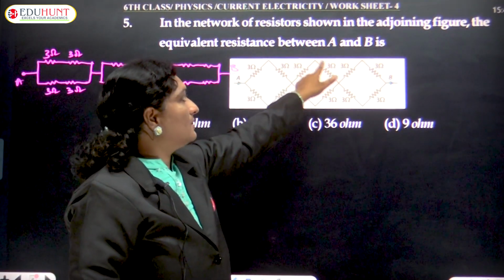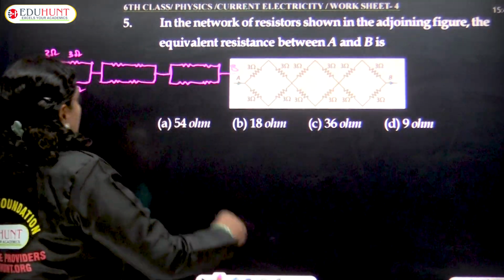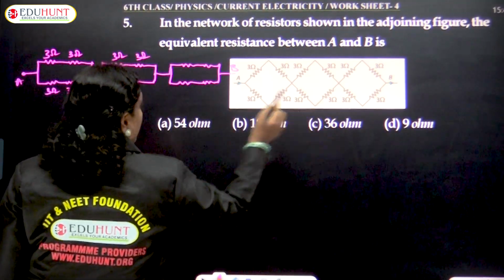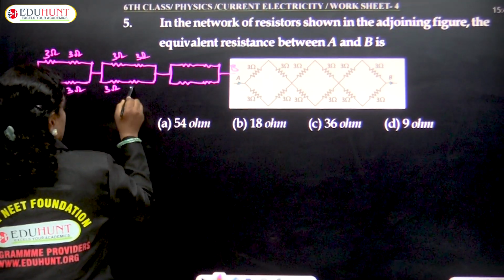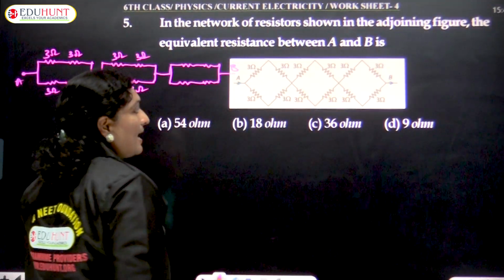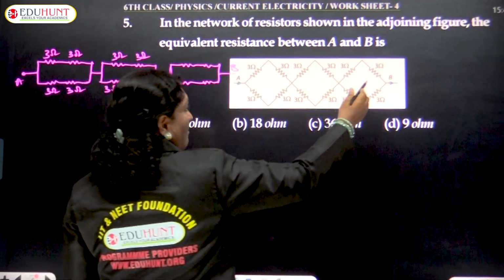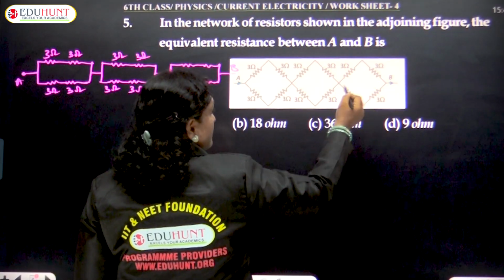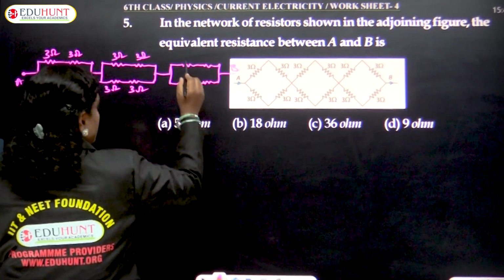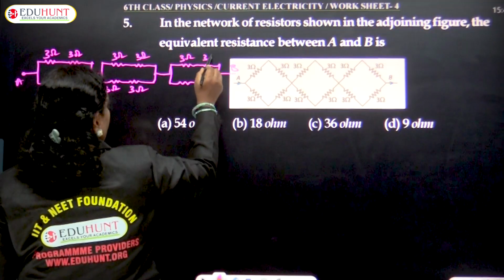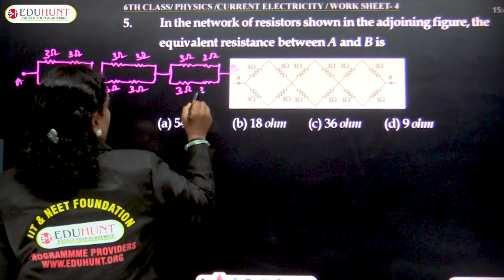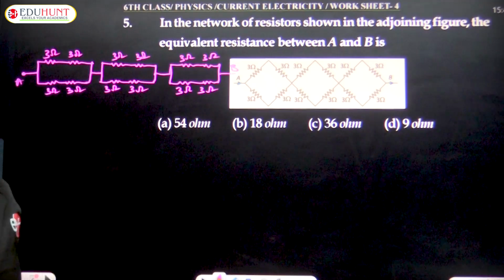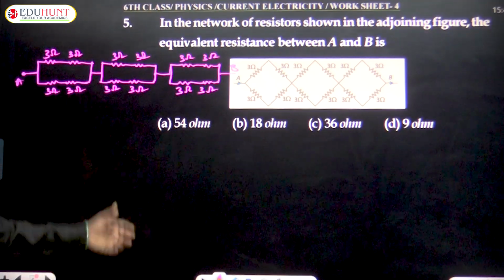Moving to the middle part, again in the middle part, this 3 and 3 are connected in series. Bottom also we have 3 and 3 connected in series. Now coming to the last part of the picture, we have upper side 3 and 3 connected in series, bottom also 3 and 3 connected in series. So the simplified picture will be as shown. Finally it is connected to B. That's it. Now the picture is very clear.